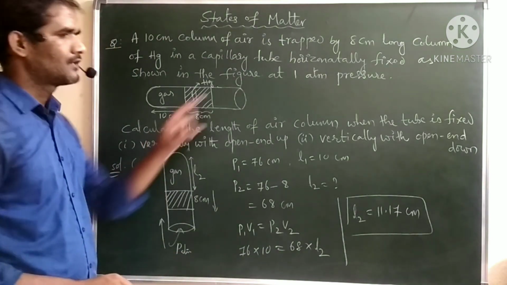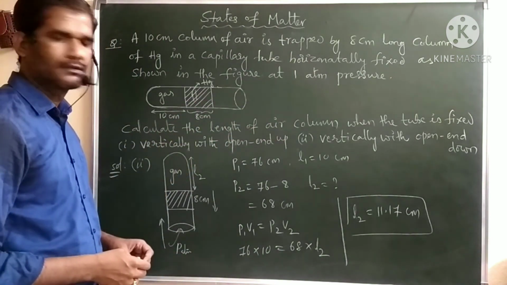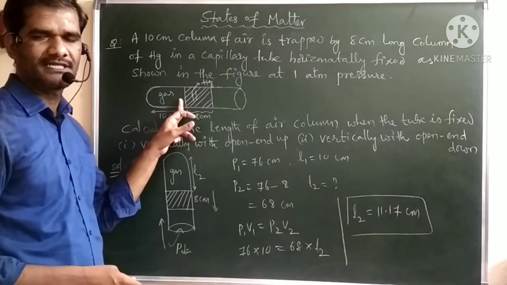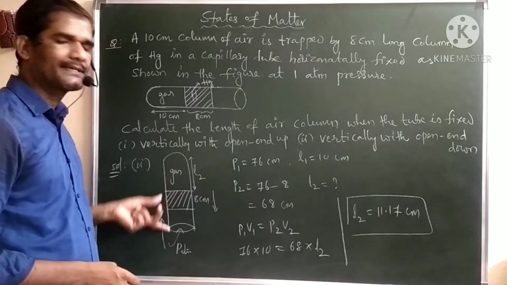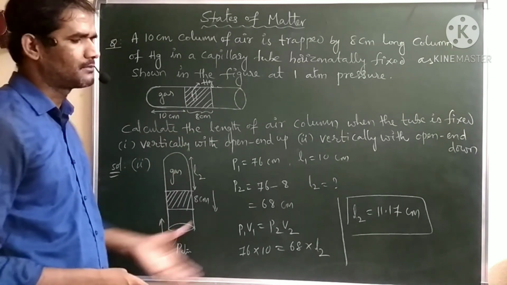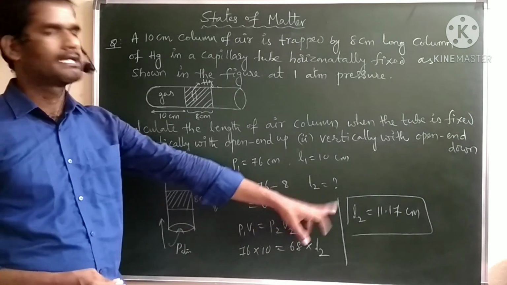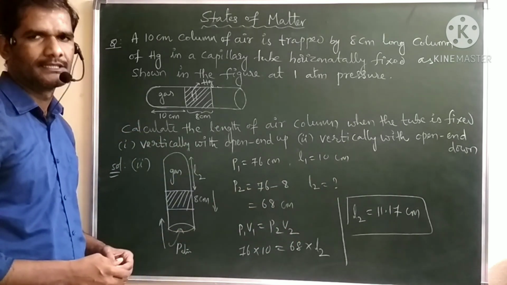So here what happens? When you place it vertically with open end down, the pressure is decreasing. Initially we have 1 atmospheric pressure, 76 centimeters, but in this case the pressure decreases. If the pressure decreases, automatically the volume of the gas increases. If the volume increases, the length of the column increases.